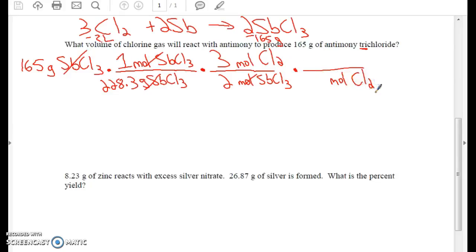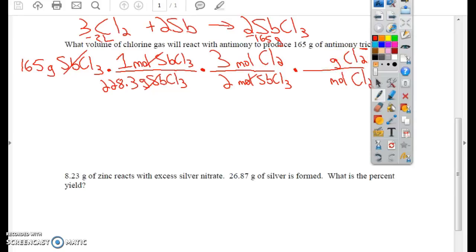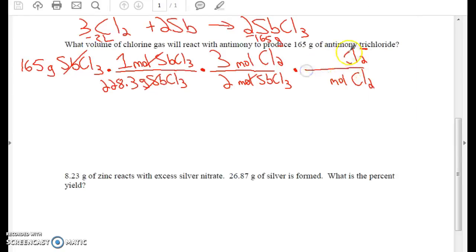Now the difference in this problem is I'm asking for liters, and that actually makes the problem a little easier because you don't have to get anything off the periodic table. Whenever you are working with a gas, and I don't care what the gas is, the conversion factor becomes 1 mole of a gas equals 22.4 liters. It doesn't matter that it's diatomic. You don't multiply that 22.4. It just stays as 22.4 regardless of the gas.